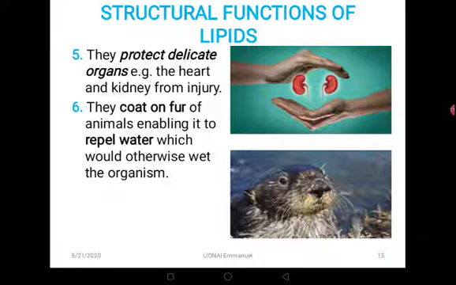Yeah, they solidify. So meaning these organs have fats. The kidneys, the heart, and other organs. The intestines, those fats play a very key role of absorbing shock and protecting these organs from damage. Also, they coat the fur of animals, enabling it to repel water, which would otherwise wet the organism.